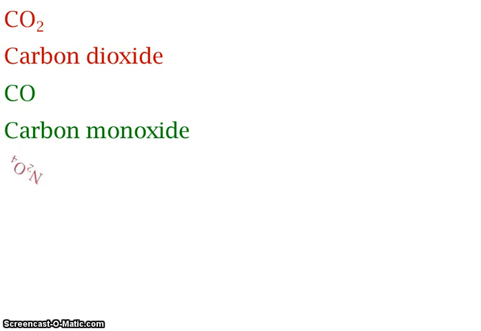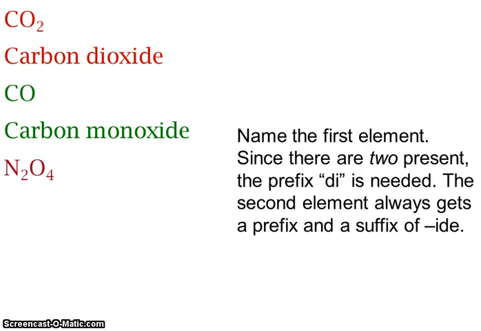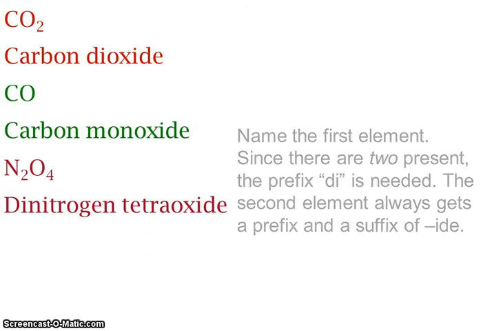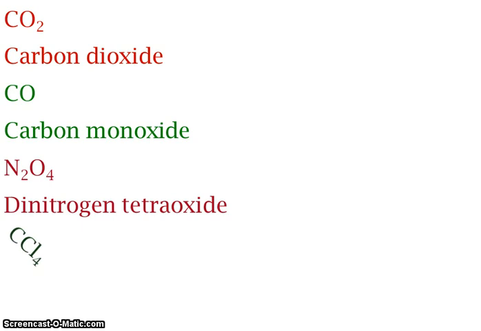Next example, N2O4. This time the nitrogen does not have just 1, there's 2, so the first element will get a prefix. So this is going to be 2 nitrogens, or dinitrogen, and then we have 4 oxygens, so we use tetra, and then we translate the ending to "ide" again, so tetraoxide. Dinitrogen tetraoxide.